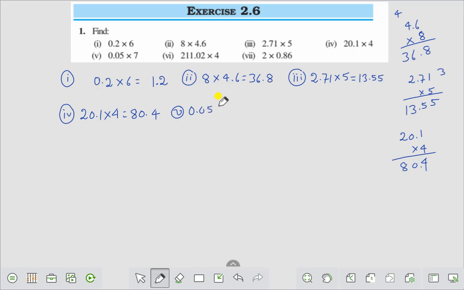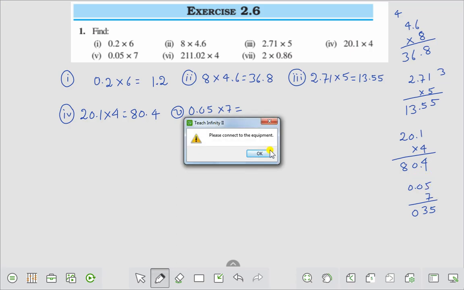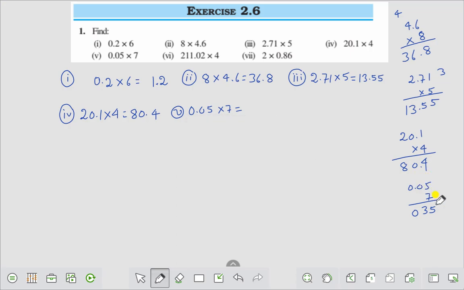Now, question number 5 is 0.05 into 7. Here we multiply 0.05 by 7. 7 fives are 35, then 0. Now here you see the point is on the left side after 2 digits. That will give the point after 2 digits on the left side, that is 0.35. This is question number 5.